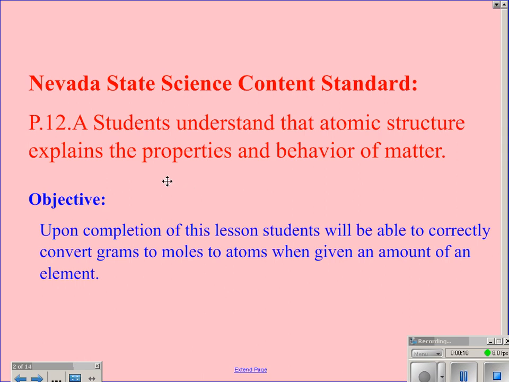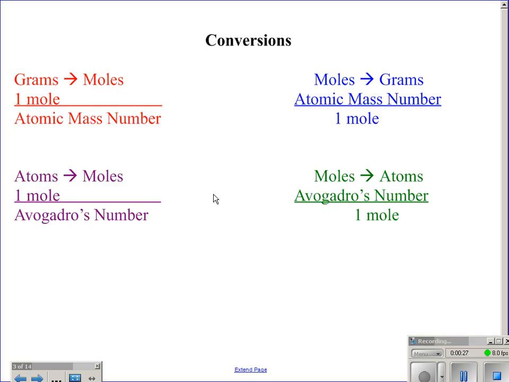We have the Nevada State Science Content Standard here, and our objective upon completion of this lesson: you will be able to correctly convert from grams to moles to atoms and back again when you're given an amount of an element. Okay, you're probably going to need each of these four formulas so that you can complete the equations in the rest of this video.